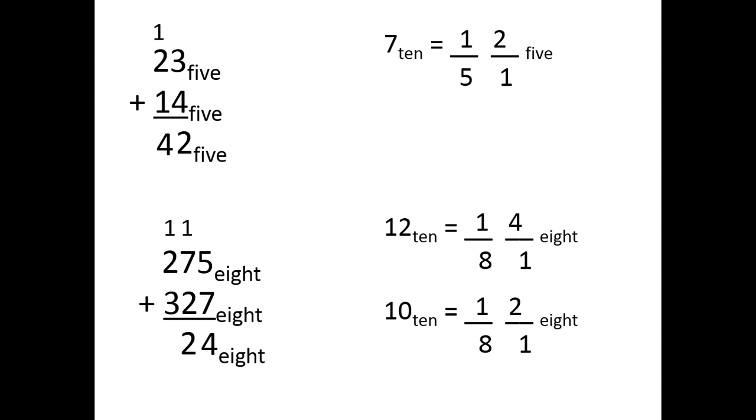So now let's add in the last column. 1 plus 2 is 3. 3 plus 3 is 6. 6 is a small enough number that we don't have enough to regroup in base 8. So the sum is 6, 2, 4, base 8.